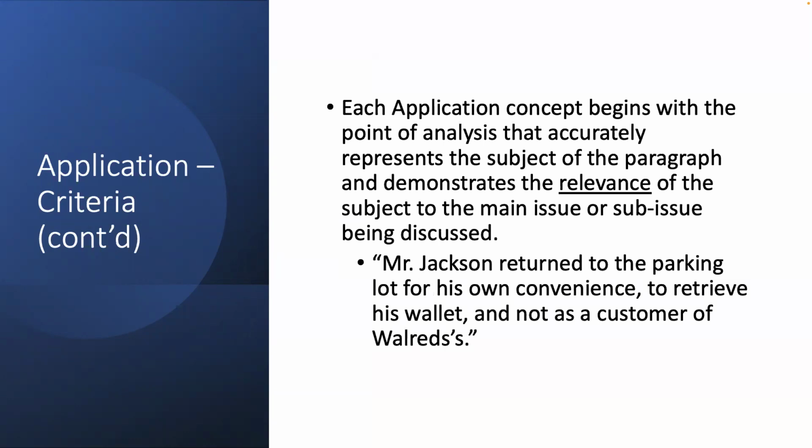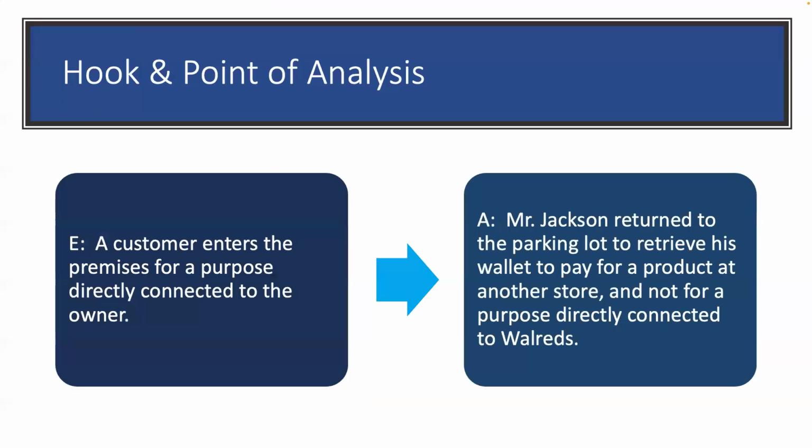How do you determine what your point of analysis is? Well, you determine what your point of analysis is based on your hook. So if one of your hook concepts was a customer enters the premises for a purpose directly connected to the owner, then your point of analysis, which is now using your facts to basically prove that hook, is Mr. Jackson returned to the parking lot to retrieve his wallet to pay for a product at another store and not for a purpose directly connected to Walridge's. So you showed how it wasn't connected to Walridge's because he was getting his wallet to pay for something at a different store, and then made the conclusion that mirrors the hook.